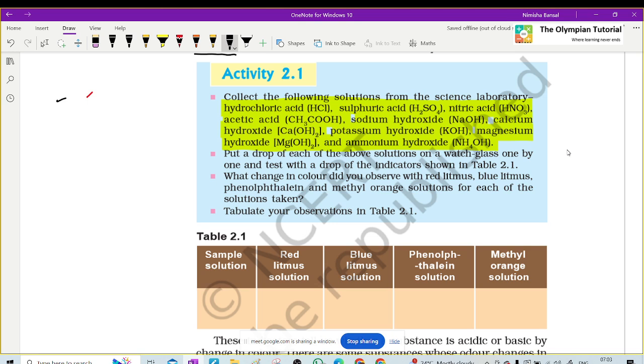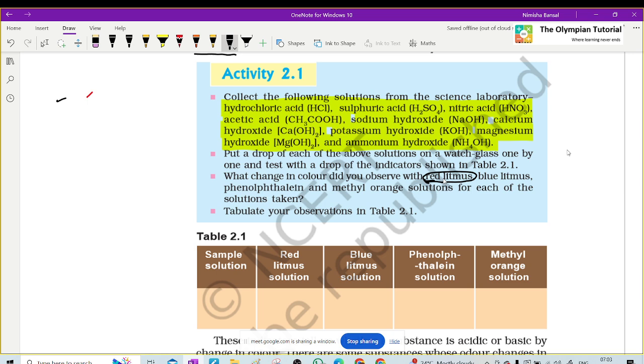Hydrochloric acid. It is acid. So, firstly, we will discuss about red litmus. Then there will be no change. Next one, sulfuric acid. There will be no change.